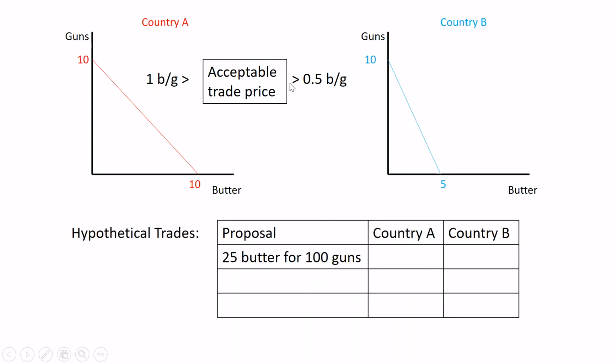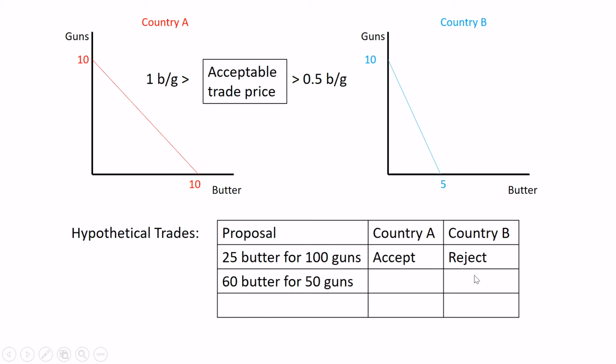So I'm going to put down some hypothetical trades. 25 butter per 100 guns. Well, let's see. Country A will like it because it's less than the 1 butter per gun, which is their maximum. So country A accepts. Country B, on the other hand, 25 over 100 is 1/4 butter per gun. That's less than their opportunity cost. It's not worth it to them, so they reject the deal.